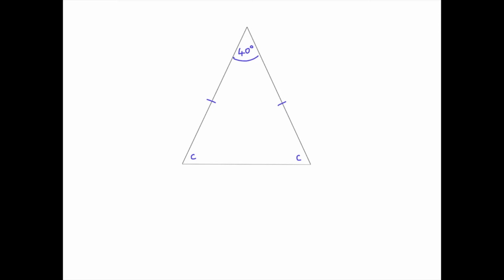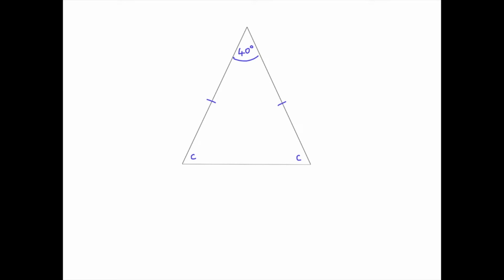Now in this example, we have only been given the size of one of the angles, 40 degrees. But these little dashes on the sides, here and here, mean that these two sides are equal in length. So this is an isosceles triangle. Now that means that these two angles, marked C, are also the same size. That's one of the properties of an isosceles triangle. And we can use that to help us find what their sizes are.